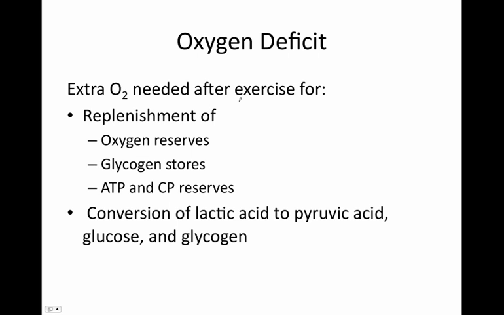Extra oxygen is needed after exercise for replenishment of oxygen reserves, glycogen stores, ATP, and CP reserves. We always need to reset these systems so we can keep functioning on the next movement that we need to make. And we're also going to have conversion of lactic acid back to pyruvic acid, and then we can go ahead and get into our glucose realm. And glycogen then is just those stored quantities of glucose. So glycogen is just a lot of rings of tied together glucose.